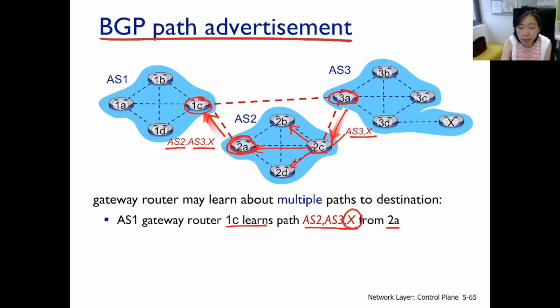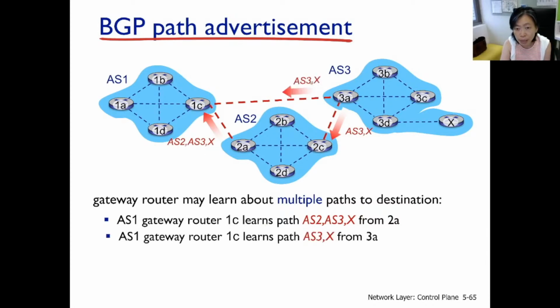The other direction is this. 3A can be simply sending what? AS3, X, this path advertisement directly to 1C. And 1C will just simply learn, right? There's another way to reach destination X, which is just simply sending it to AS3 through 3A. Okay, so these are the gateway border routers that 1C sends the packets to for the two different paths, 2A and 3A.